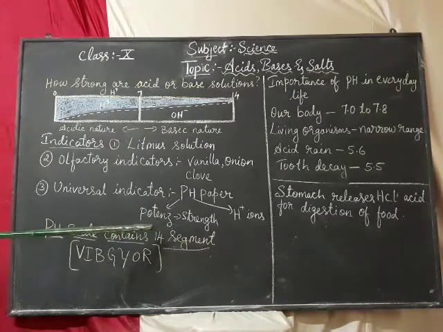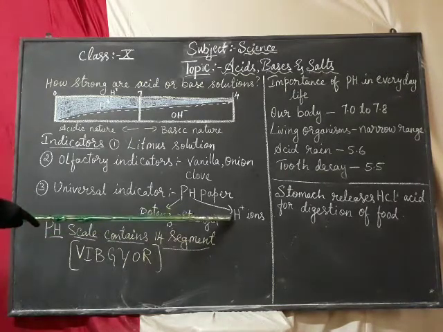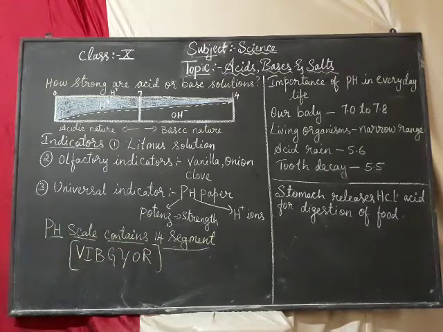What is the strength we are trying to find? We are trying to find the H plus ion. What is the H plus ion here? H plus ions are nothing but the hydrogen ions present in the given substance. Once we dissolve the acidic or basic substance in water, we get H plus ions. If the H plus ions are more, then it is acidic in nature. If it is less, then it is basic in nature. From 0 to 7, it is acidic in nature. From 7 to 14, it is basic in nature.